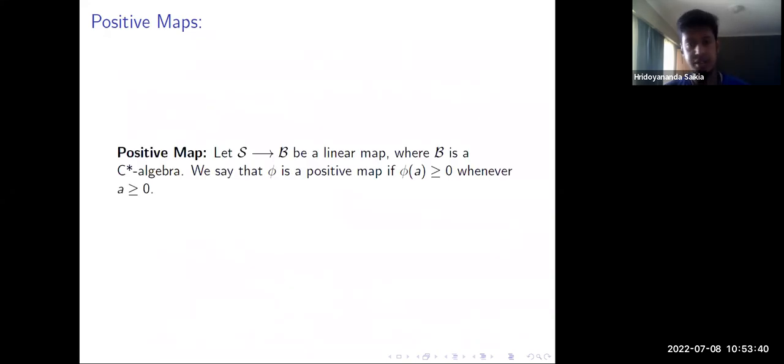A positive map is a linear map from an operator system S to some C-star algebra B, such that the image of every positive element is positive. Here S is an operator system and B is a C-star algebra. Now I can talk about positive elements in S and positive elements in B. I say that a linear map is positive if it takes positive elements to positive elements of B.